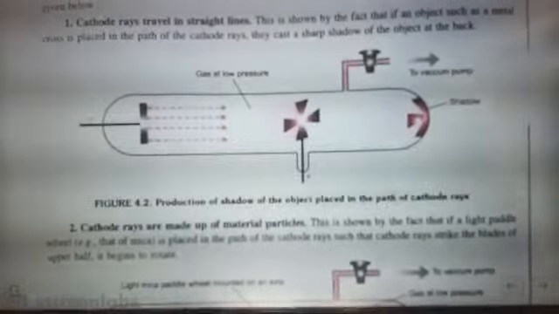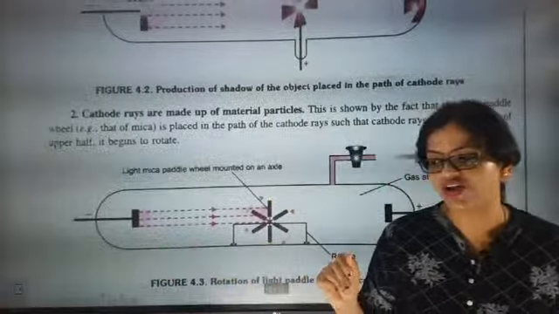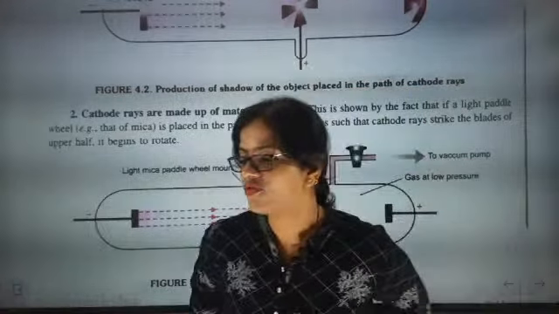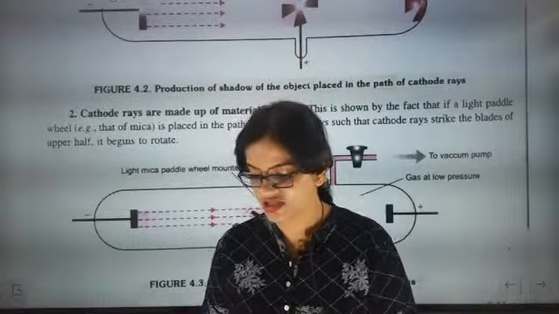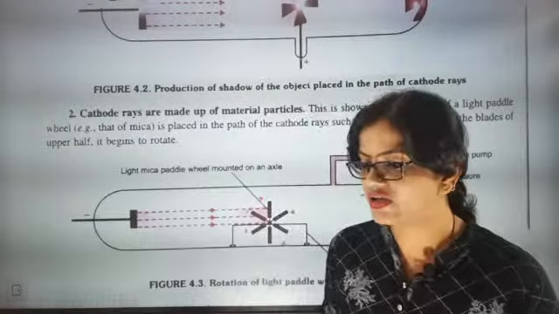Come on, did you understand this point, that cathode rays are traveling in a straight line? This is one of the very important properties of cathode rays. They travel in a straight line.